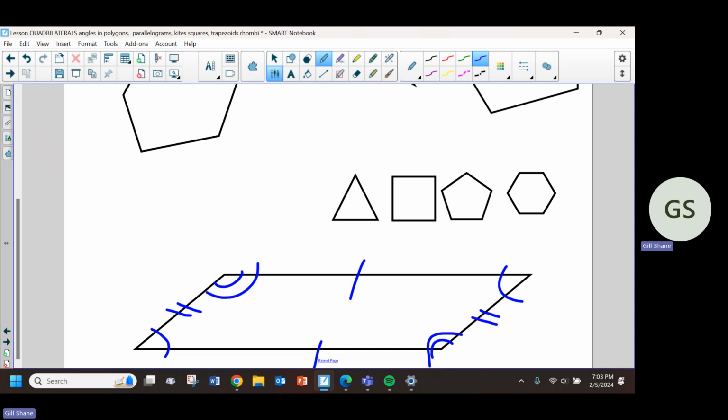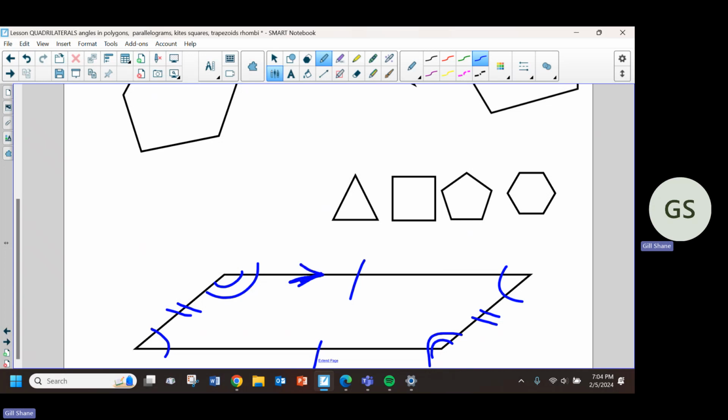I don't believe it was a theorem. The definition of a parallelogram is that opposite sides are parallel. So you need to know that. That is not a theorem, but it is the definition. So if you see a figure and opposite sides are parallel, that would also tell you that it's a parallelogram.